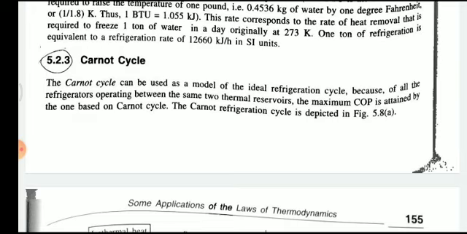Carnot cycles can be used as the model of the ideal refrigeration cycle, with the refrigerator operating between the same two thermal reservoirs. The maximum COP is attained by the one based on the Carnot cycle, and this is depicted in figure 5.8.